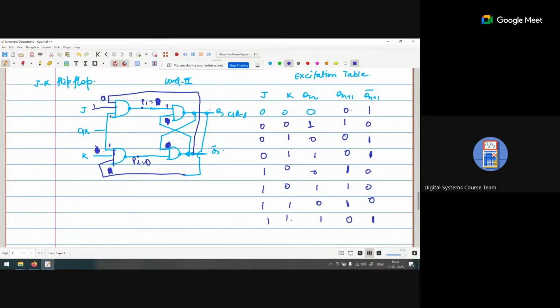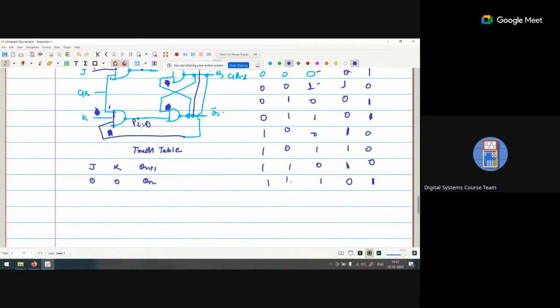Now when we create a truth table from this, J K Qn plus 1. When it is 0 0, if Qn is 0, Qn plus 1 is also 0, and if Qn is 1, Qn plus 1 is 1. So we can say Qn plus 1 is equal to Qn. When it is 0 1, Qn plus 1 becomes 0. When it is 1 0, Qn plus 1 becomes 1.